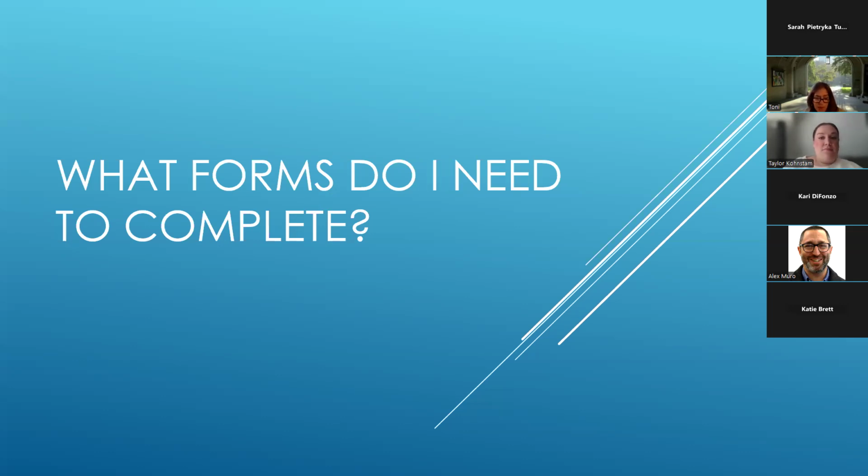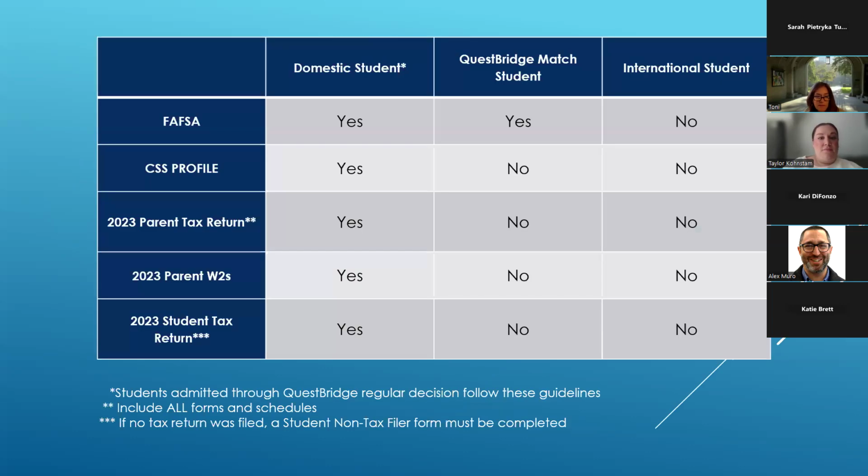So what forms do I need to complete? Here's a chart that we made, and the headings are the types of students: a domestic student, a QuestBridge match student, and an international student. I'll start with the domestic student. If you're a domestic student, do you need to complete the FAFSA? Yes, please do. The CSS Profile, yes, along with a parent tax return and W-2s, and the same with a student tax return and W-2s.